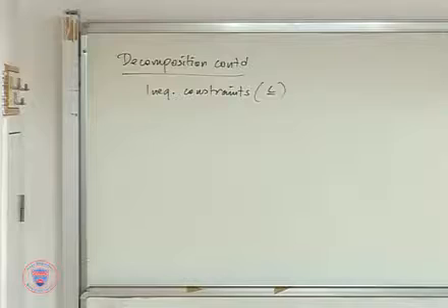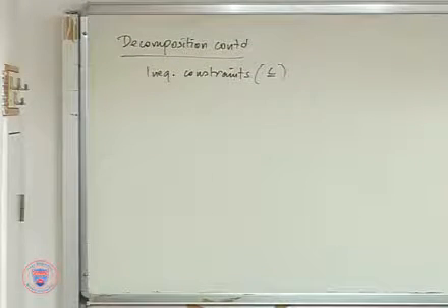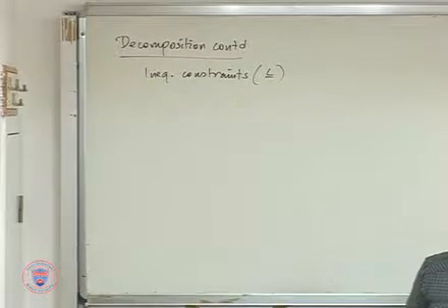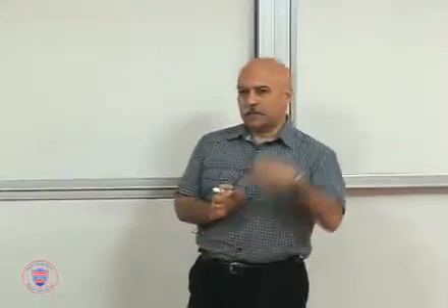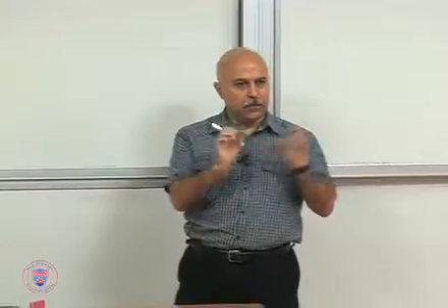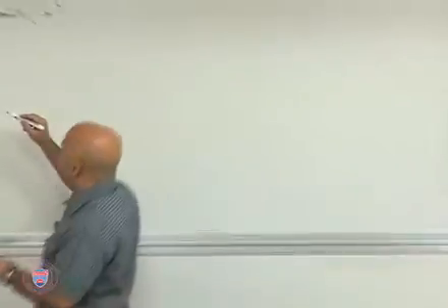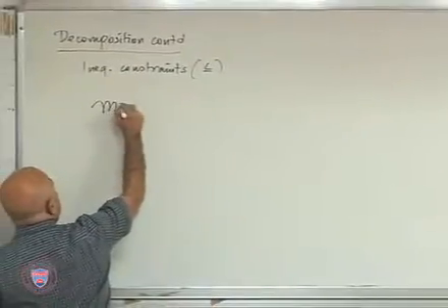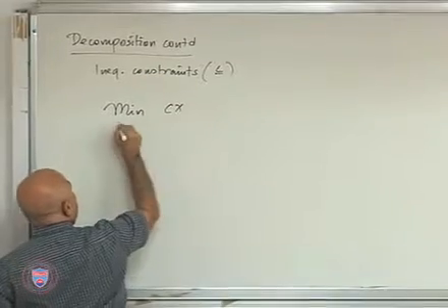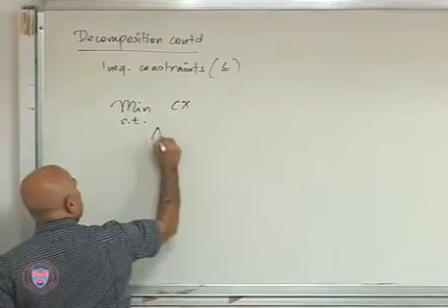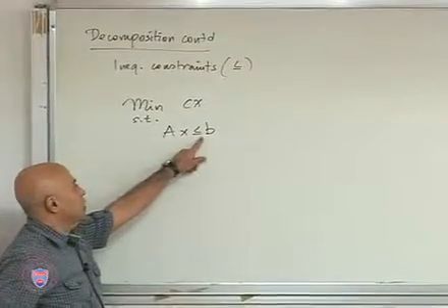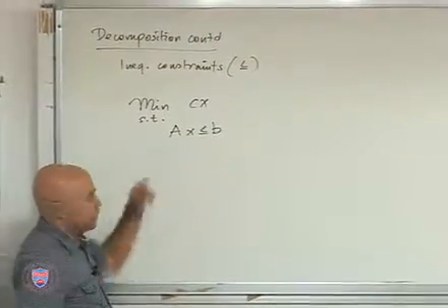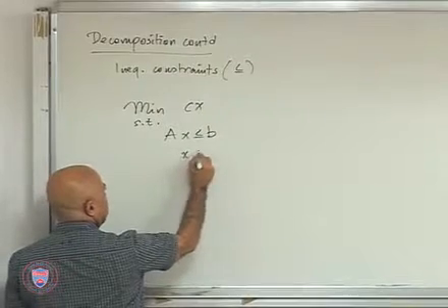I'm going to continue with the decomposition methods, and this time we begin with a discussion of inequality constraints. Last time we talked about the case when everything was equality. So the problem under consideration is the minimization of Cx subject to Ax less than or equal to b. This was equality before. That's the only difference.